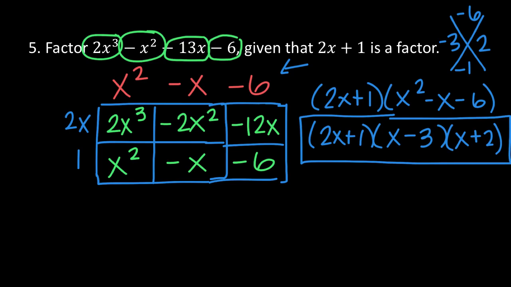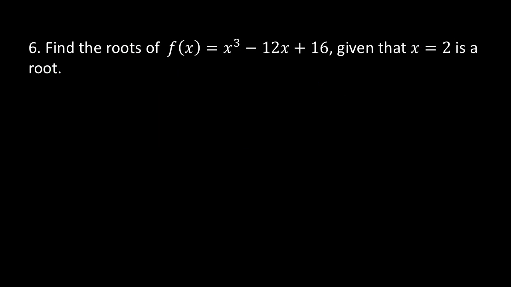One more that we're going to do. Okay, so this last one you had to find the roots, and you would do the same thing. You still need to factor first before you can find the roots. We are given that x equals 2 as a root. That means x minus 2 was a factor in order to get x equals 2 as a root.